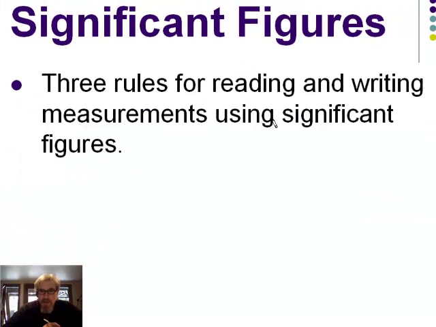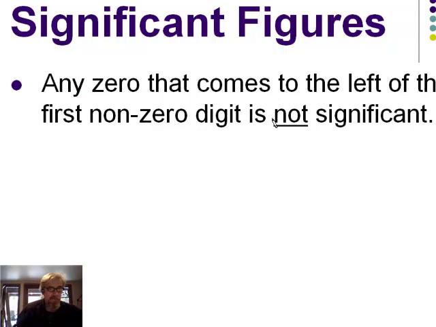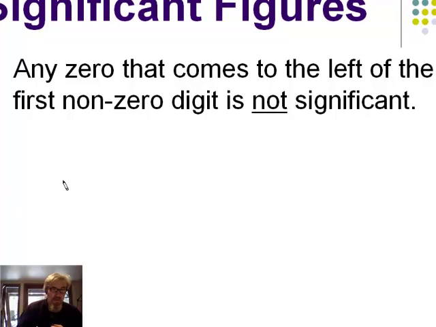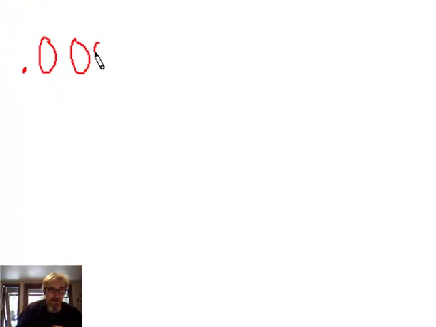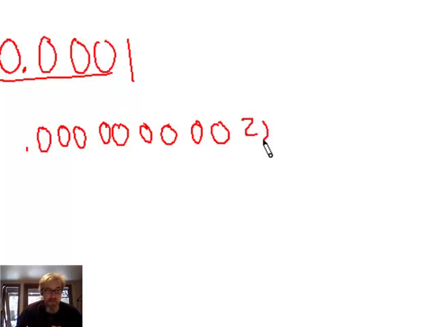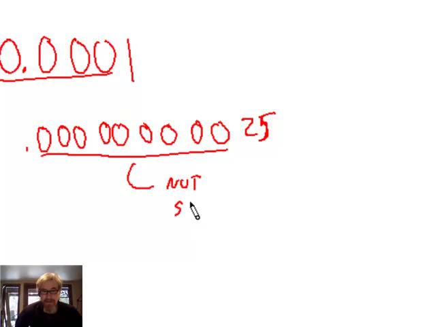As we read other people's measurements, and as we write measurements of our own, we need some rules for how to handle these numbers. So here are 3 rules for reading measurements and for writing measurements using significant figures to report precision. First rule, any 0 that comes to the left of the first non-zero digit is not significant. So for example, if I had this number, 0.0001, or even 0.0001, that has one significant figure because all of these digits, all these zeros that come to the left of the first non-zero digit are not significant. If I have another number with even more zeros, that number has only 2 significant figures. All of these leading zeros that come to the left of the first non-zero digit are all not significant figures.